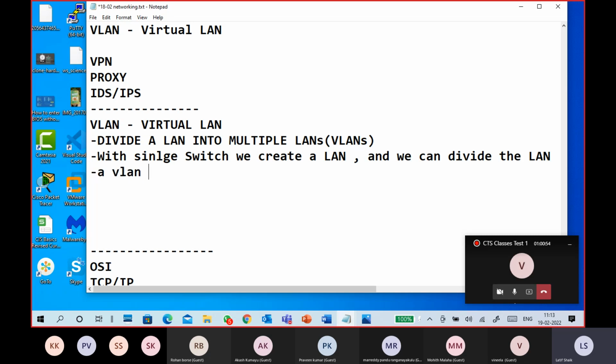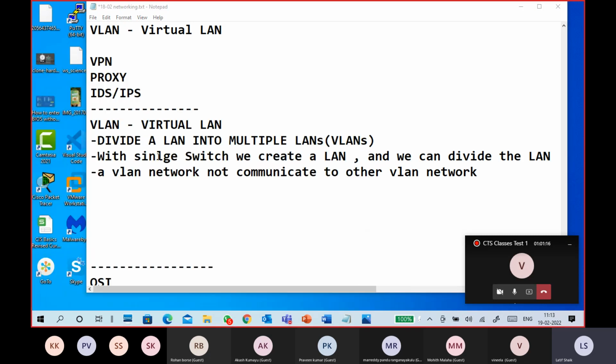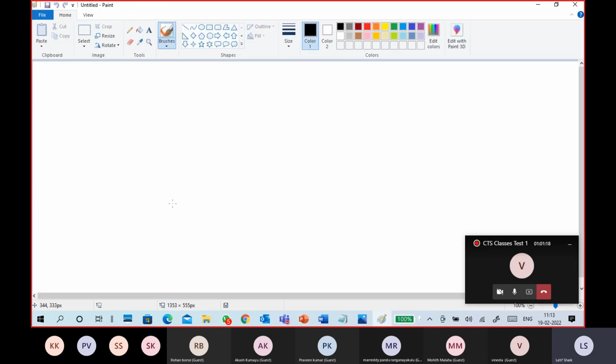A VLAN network does not communicate with another VLAN network. So what does this mean? I can show you in practical also, but when you see the practical part, you will get a lot of doubts, so I'm waiting on that part.